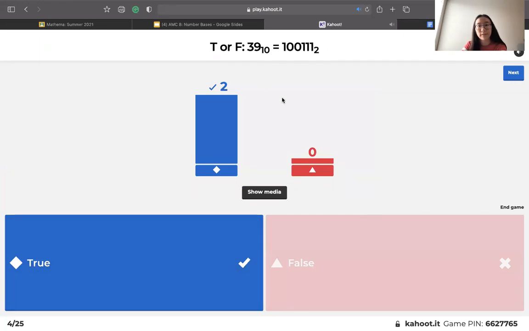Yeah, so you guys all called this one. So nice job. If you just convert all of those, 32, 4, 2, 1 together, that equals 39. So good job.